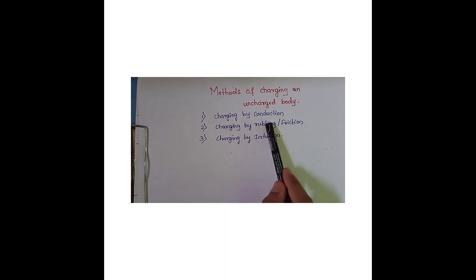Charging by rubbing means two bodies are rubbed together and friction is generated. Due to friction, heat is generated, and due to that heat the charges get transferred. Negative charges transfer, so one body becomes positively charged and the other becomes negatively charged. The one losing electrons becomes positively charged and the one gaining electrons becomes negatively charged.